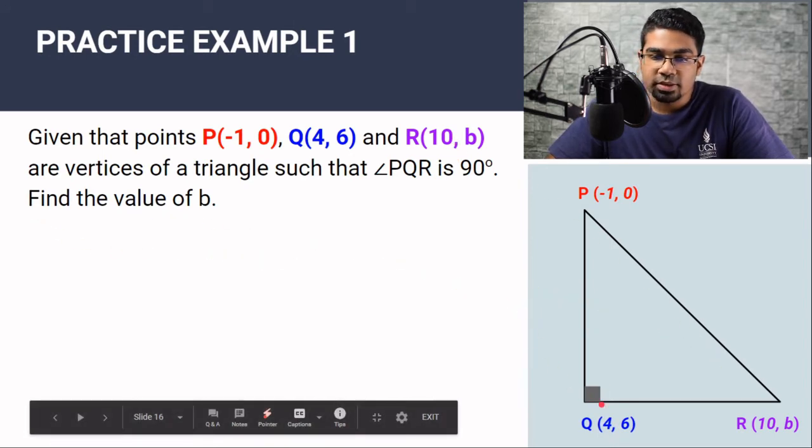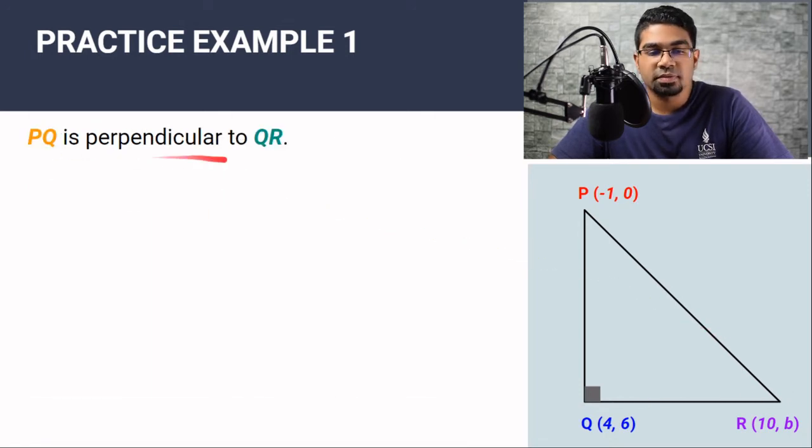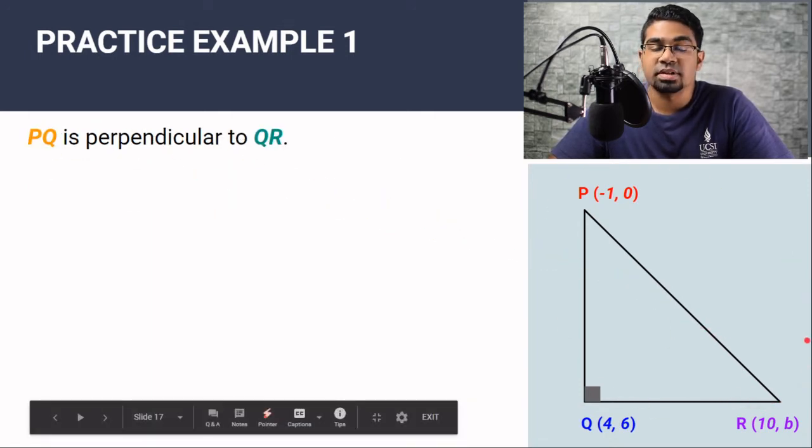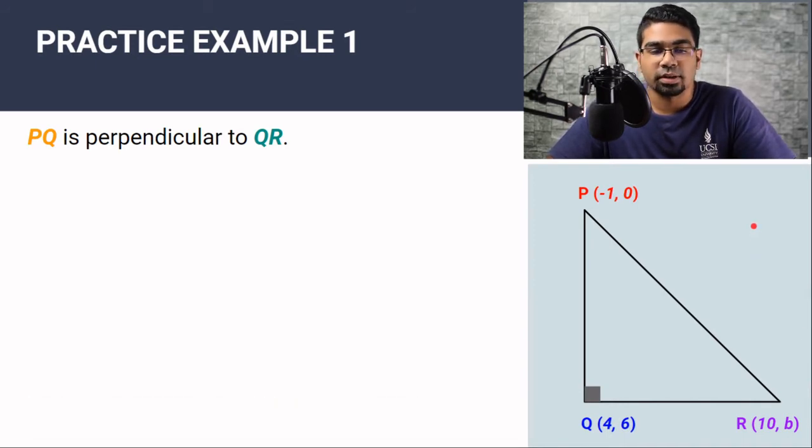Since this is 90 degrees, since there's a right angle here, we know that PQ is perpendicular to QR. This is the first thing that we can get from the information that's given to us. When two lines are perpendicular, the product of their gradients will be -1. That means gradient of PQ multiplied by gradient of QR will give us -1.